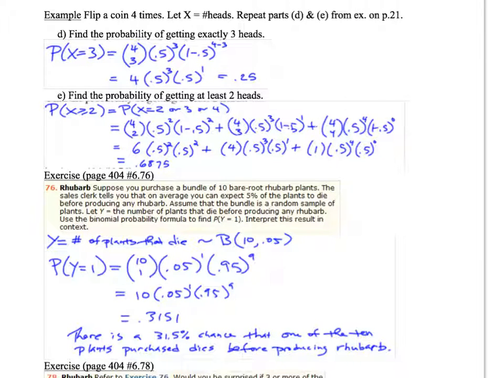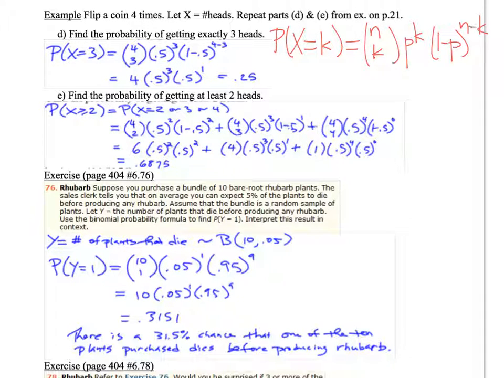Okay, I've turned to page 23. Let's go back to this coin flipping example and repeat parts D and E from that example on page 21. What would be the probability of getting exactly 3 heads? Well, now using that binomial formula, which, let me remind you again, was the probability of X equaling k, some certain exact number of successes. It's got the binomial coefficient n choose k multiplied by the success probability to the k and the failure probability 1 minus p to the n minus k.